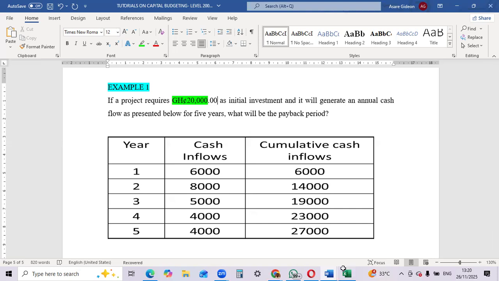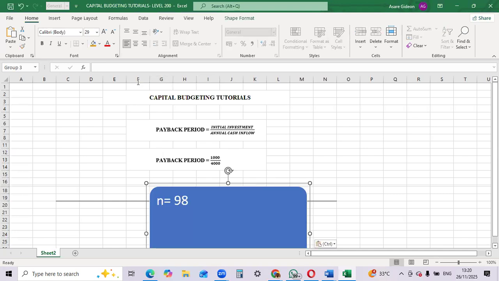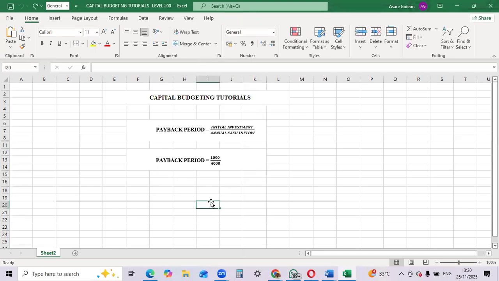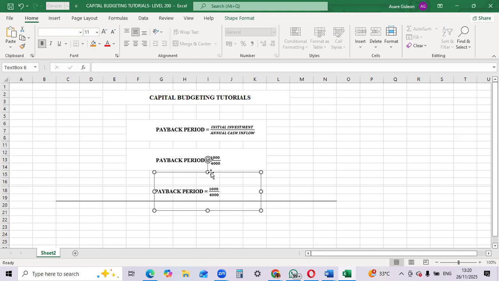Please, are you together? So what is going to happen is that anytime you get to this portion, and the payback period is between 2 years. I mean, what I mean by 2 years is if it is between the third year and then the fourth year, or the fifth year and then the sixth year. That is what I mean by 2 years.